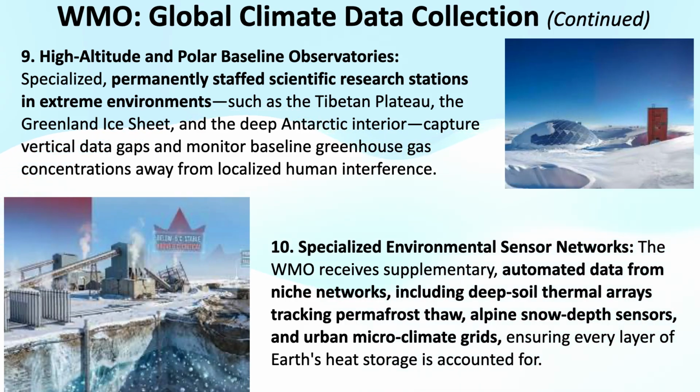And then you also have, in addition to that, these specialized networks. Some are put into areas where there's deep permafrost to track that. Some are on alpine mountains to be able to tell snow depth. In urban areas, you have some microclimate grids that may exist.